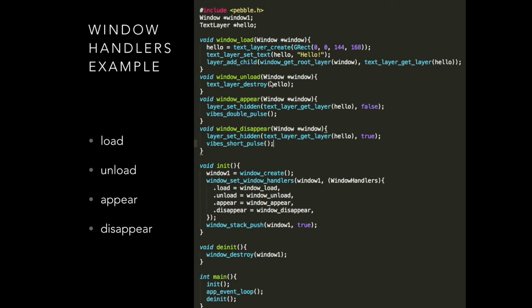And so just to run through these really quick, on appear, it sets the text layer hidden to false so you can see it, and it double pulses the watch, just so you know, because it's pointless to hide it, and you wouldn't be able to tell anyway. And then on disappear, it does hide it, and it short pulses the watch. On unload, it destroys the text layer, and on load, it creates it for you and adds it to the window.